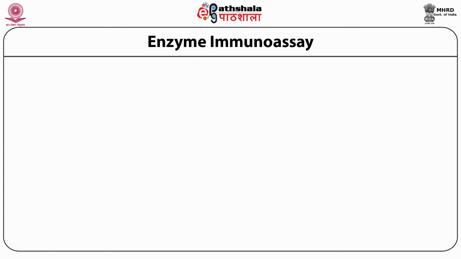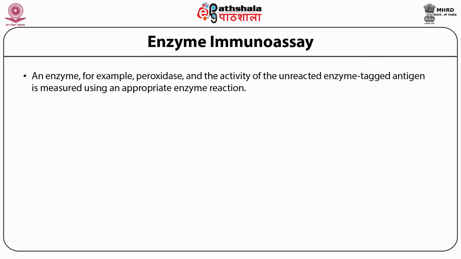The next method that we are discussing here is the enzyme immunoassay. The tag employed is an enzyme, for example peroxidase, and the activity of the unreacted enzyme-tagged antigen is measured using an appropriate enzyme reaction. Again, in this technique, the activity of the enzyme is often inhibited upon immunochemical reaction, and the decrease in activity can be measured in a homogeneous immunoassay system.